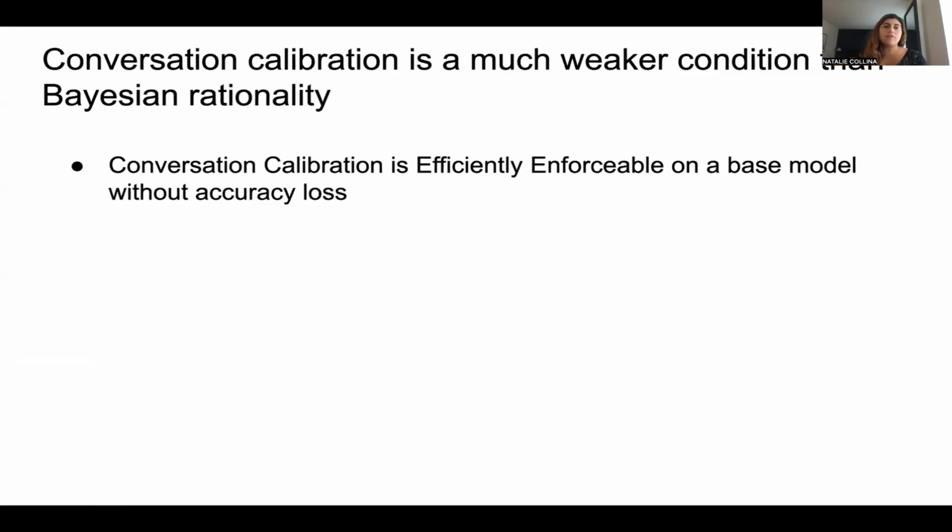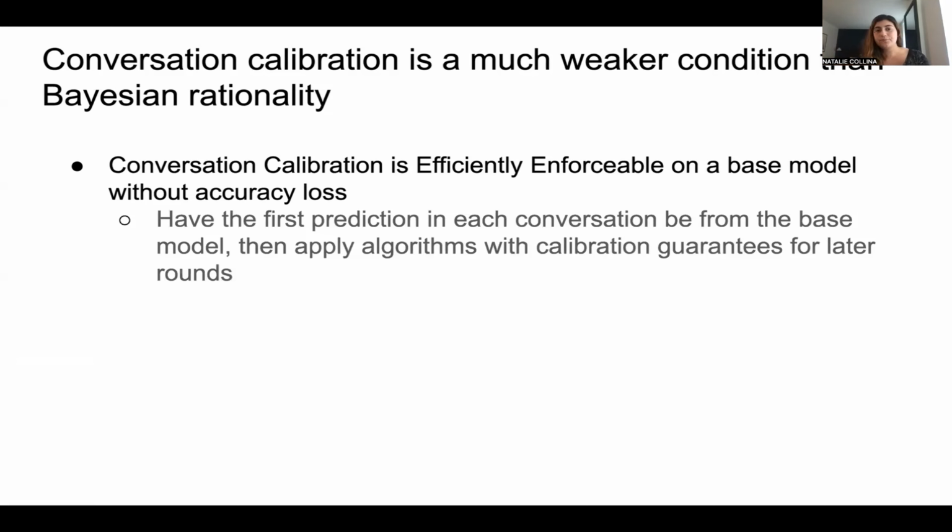Right. So as I was mentioning, conversation calibration is just a much weaker condition than Bayesian rationality. For those of you who are familiar with generally how calibration works, you can take any sort of online sequence of decision processes, and you can then turn it into one that's calibrated. And you can do it in a way which, up to asymptotic terms in t, doesn't decrease its accuracy loss. And you can do that here too. Basically, the first prediction in each conversation is going to be from this base model, and then we can apply well-known algorithms with calibration guarantees for later rounds, and that will do what we need.